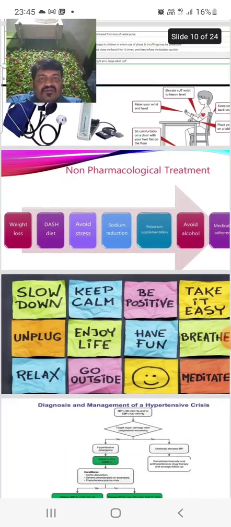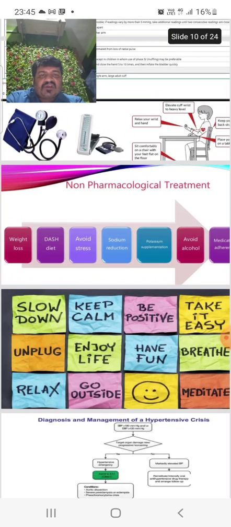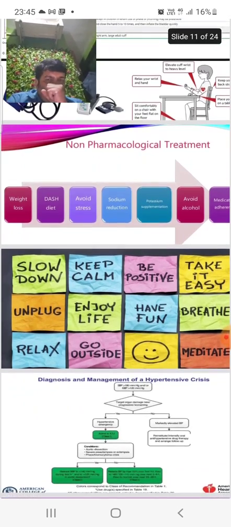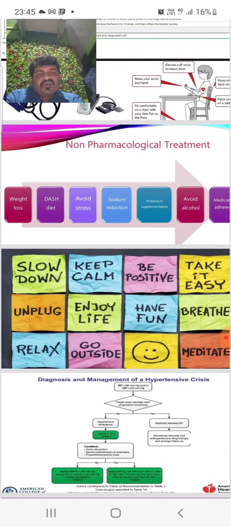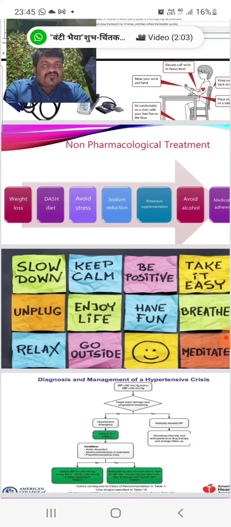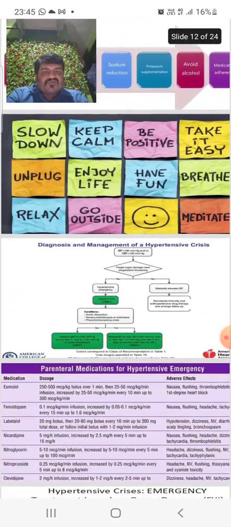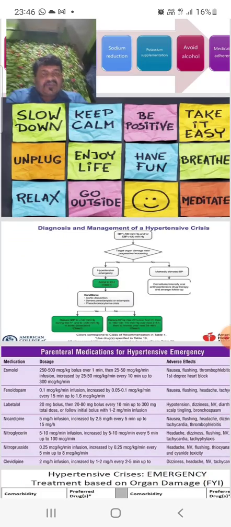alcohol in that case. So slow down, keep very calm, be positive in your life, take it easy, breathe normally, गहरी गहरी सांस लेते हैं, have fun and enjoy your life. Unplug the stress and relax, go outside for some outing, just feel happy and you can meditate. अगर आपने मेडिटेशन को थोड़ा सा ध्यान से देखा है, अगर मेडिटेशन करते हो तो you will get very good improvement in the patients if the patient meditates during his morning hours.